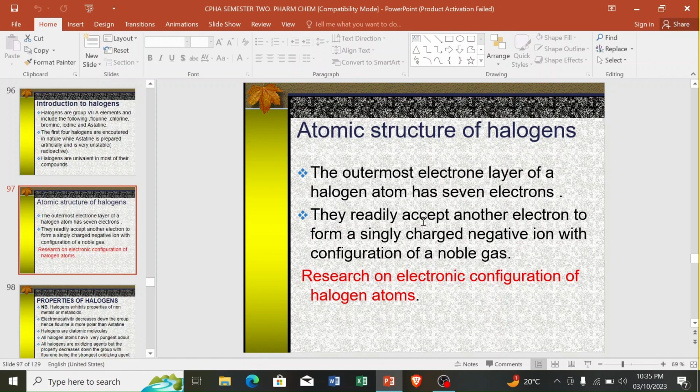That is why here we have said accept, so we can say attract 1 other electron so that it becomes stable, and when it is now stable it gains the configuration of a noble gas. Because we know noble gases have all the outermost energy level covered, and we expect every outermost energy level to have 8 electrons in them. So do a specific research on electronic configuration of halogen atoms. You have to write them down in your free time. Write for fluorine, write for chlorine, write for bromine, write for iodine, as well as for astatine.